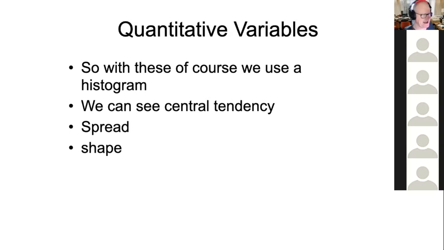Central tendency, basically average. Spread-outedness, how spread out the numbers are, and the shape of the distribution. With that, we can even eventually compare distributions, which basically is what this whole course ends up being about anyway. All right.